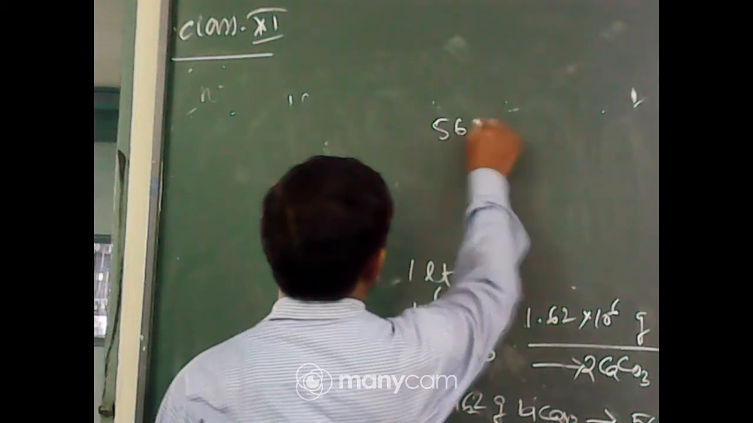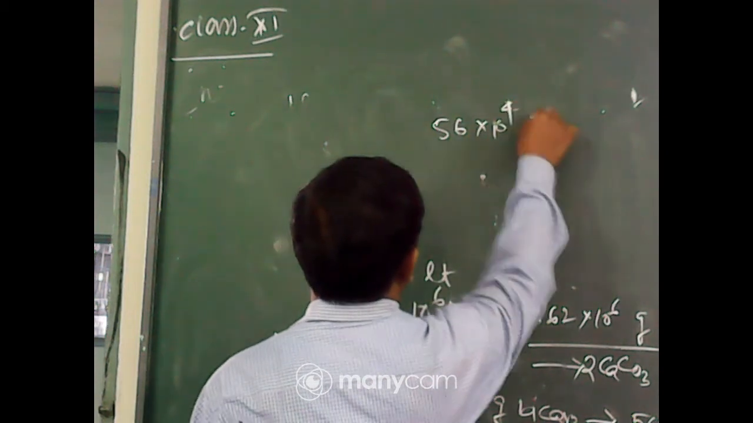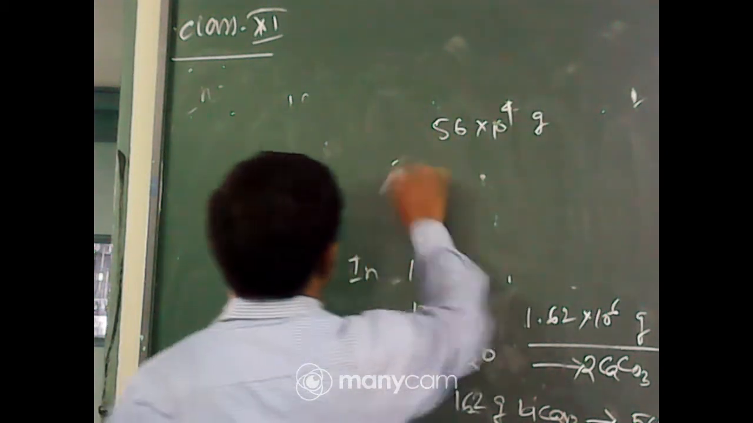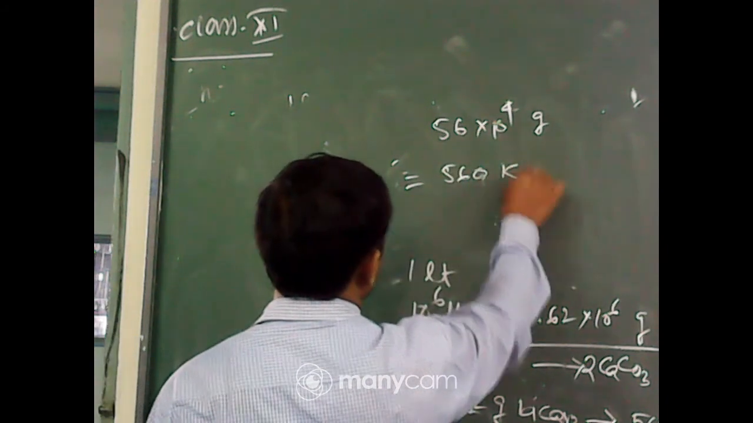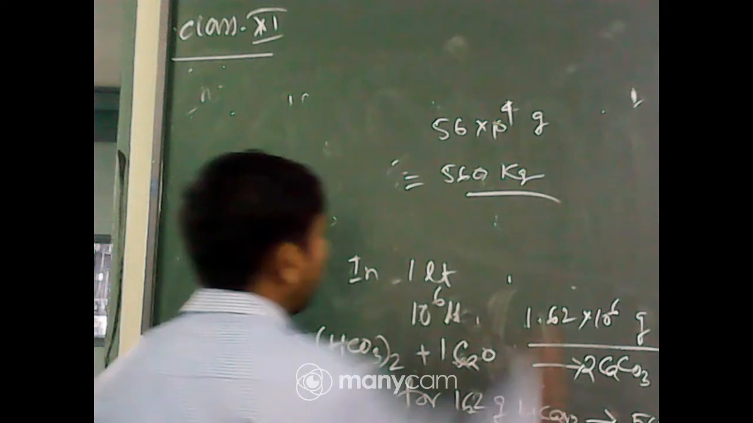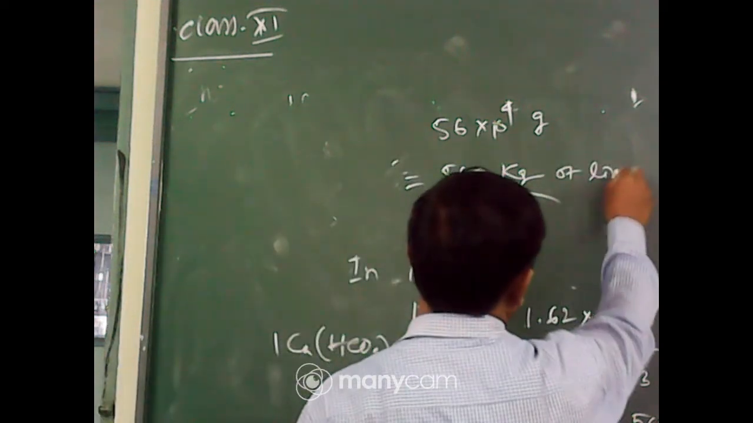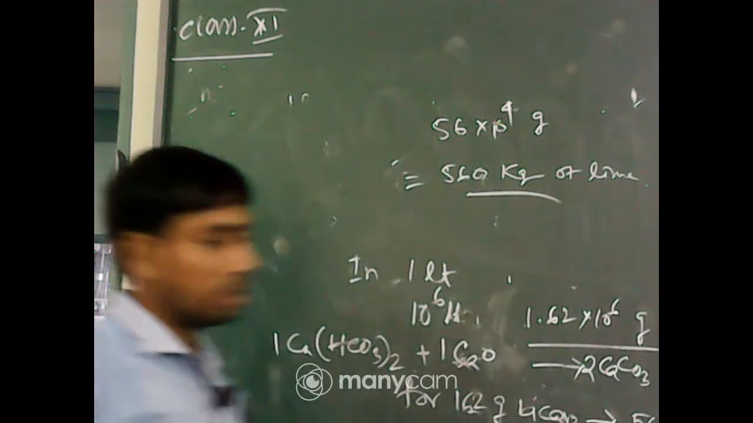It is 56 into 10 to the power 4 gram. If we convert it to kg, then it will be 560 kg of lime needed. Clear?